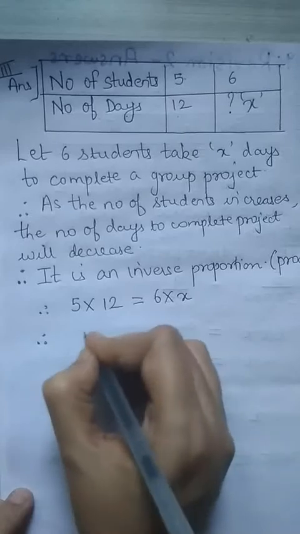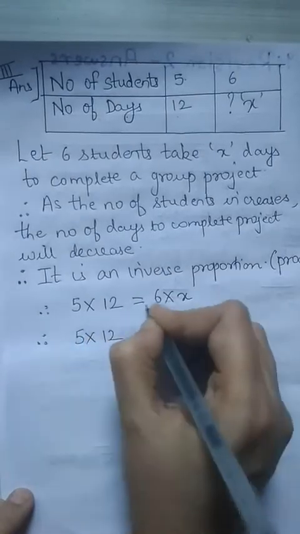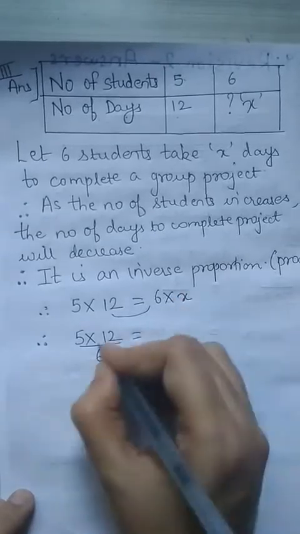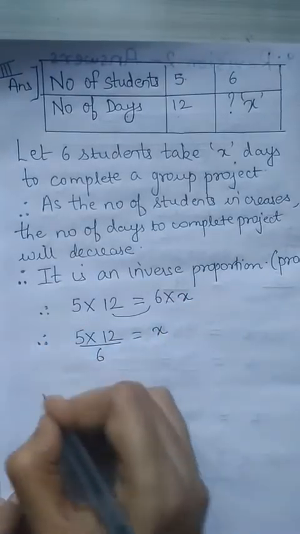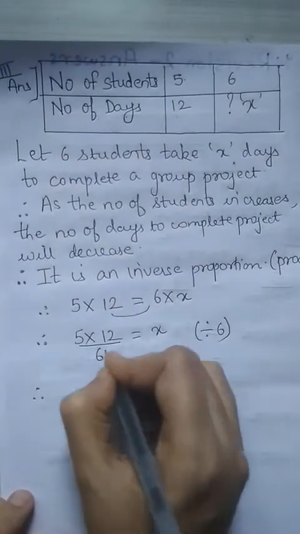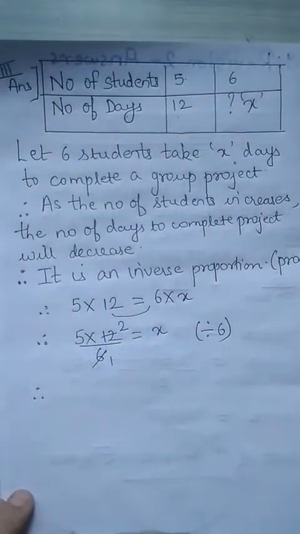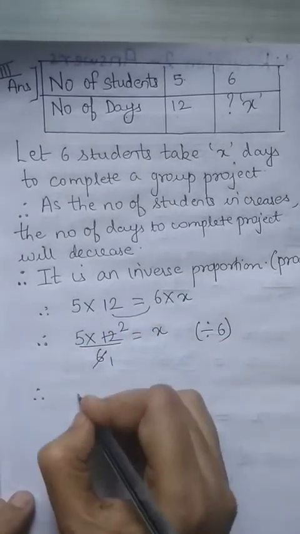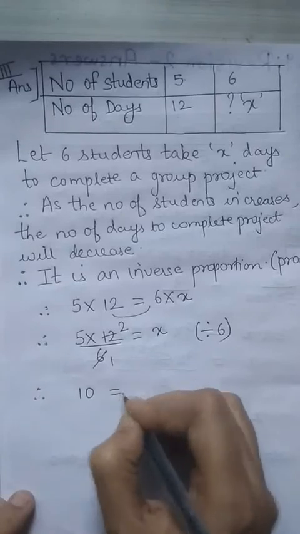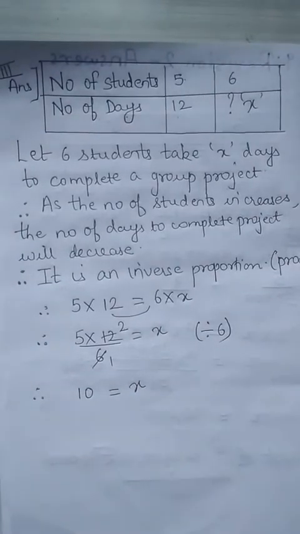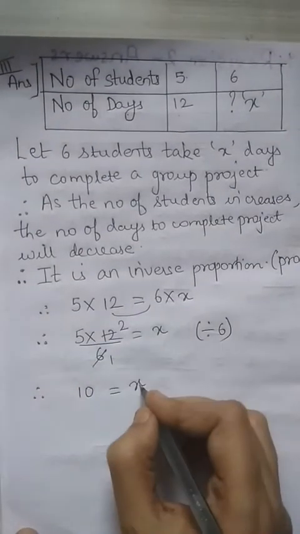Therefore, 5 into 12, this 6 you want to take it this side. It will be upon 6 because here it is multiplied. So this side it will be division. Now you know you can divide the number by 6. 6 ones are 6, 6 twos are 12. What did I do? I divided a number by 6. Now 5 twos are 10. Okay. So this will be 10 days. So x is 10 days.